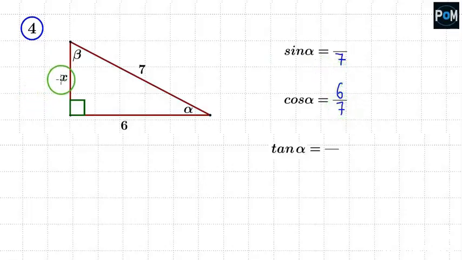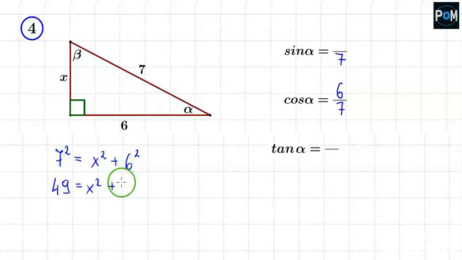But we can calculate this x because we can use the Pythagorean theorem. First, we take the longest side of the triangle, that is the hypotenuse, and that is 7, and square it, equals x squared plus 6 squared. We calculate 7 squared, that is 49. x squared is x squared, and 6 squared is 36.